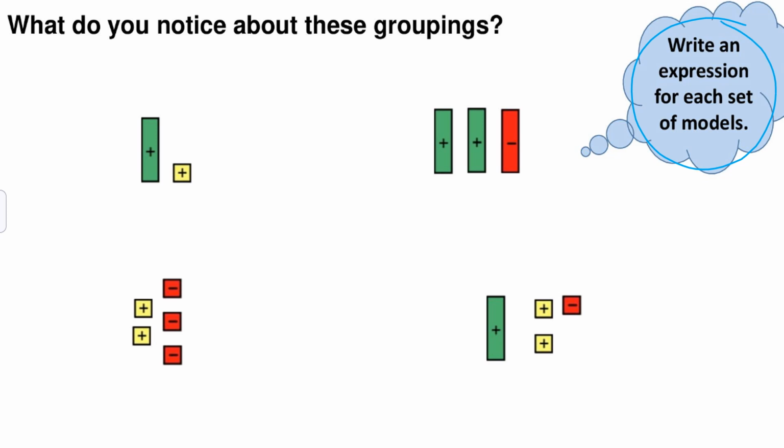So for example, we can look at this first one that's in the upper left corner, and we can see that we have a single X tile, and we're going to add that to a single unit tile. So that expression would be represented as X plus 1.